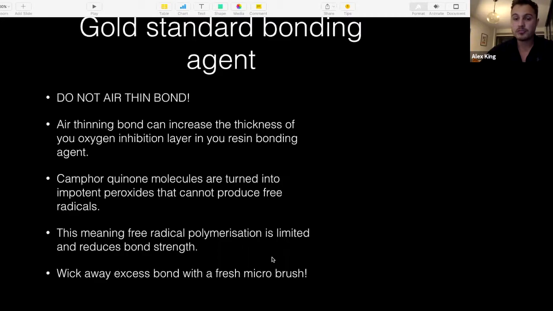So what you should do, you should wick away excess. So 2 micro brushes, one to apply the bond, the second to remove any excess that makes the bond look like a river that's flowing over the tooth, okay?